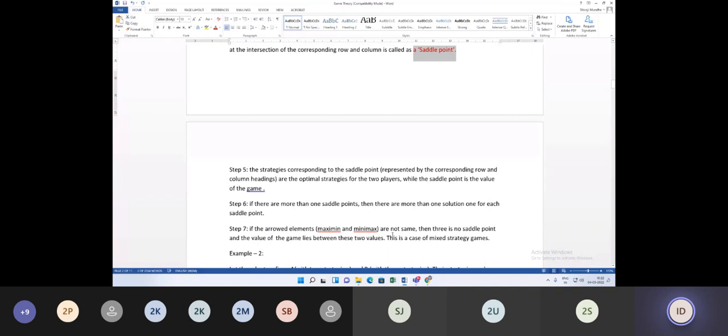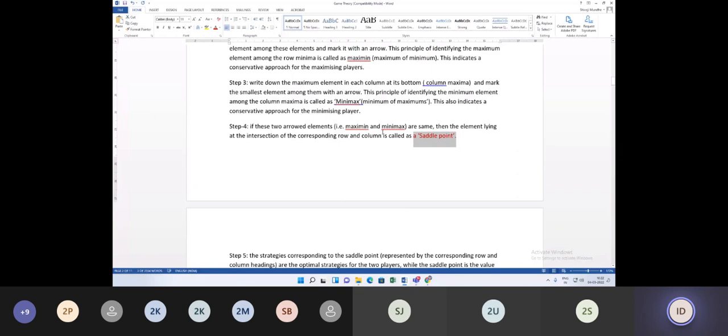But if max min and min max are not the same, then there is no saddle point, and in this case it is called a mixed strategy game. It means that the optimal strategy may be in between these two values.